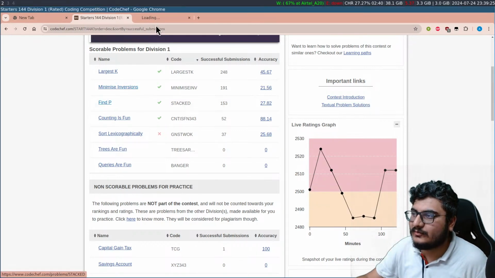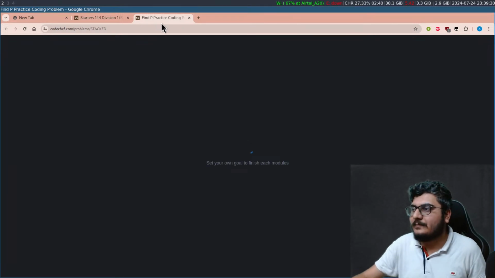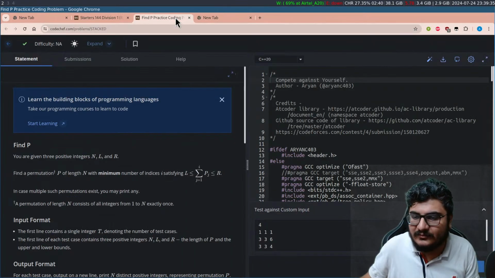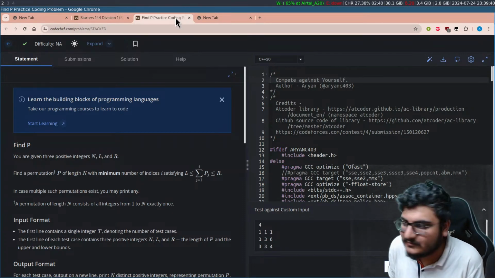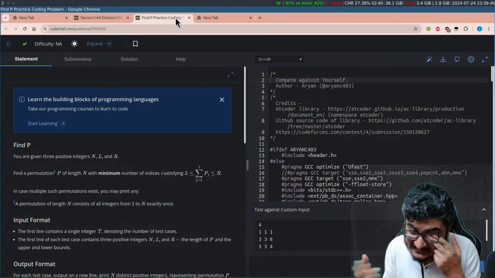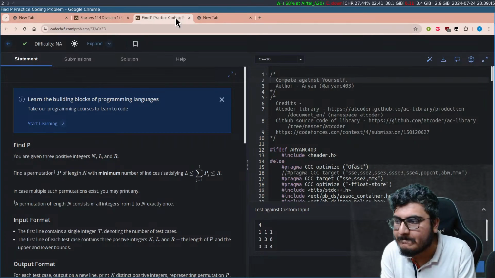Okay, I will move to the next problem, find P. If you can just paste your submission ID, I can look at that DP solution because at least I don't have all the formalities required for the DP part here.